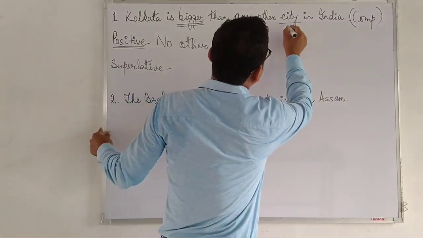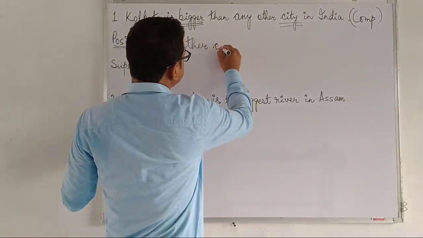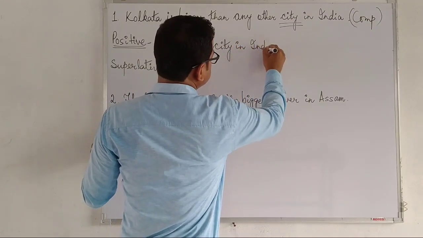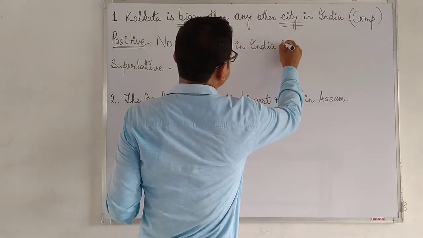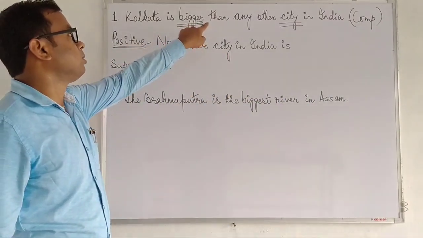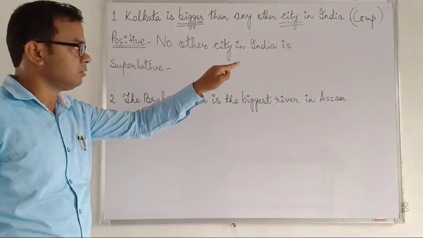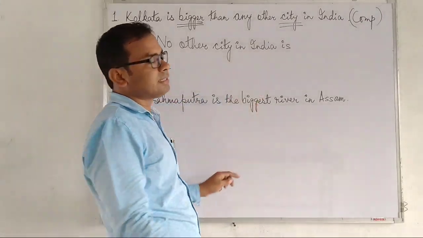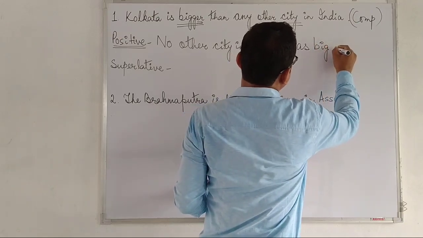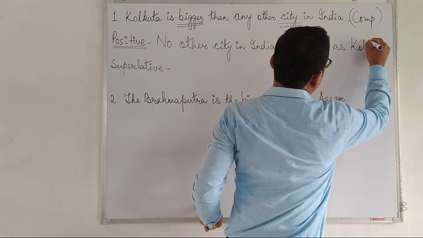Now let us take the noun city. No other city in India is. We have to make it positive. That means big, bigger, biggest. So what will be the positive form of this? The positive form of bigger is big. So it is no other city in India is as big as Kolkata.